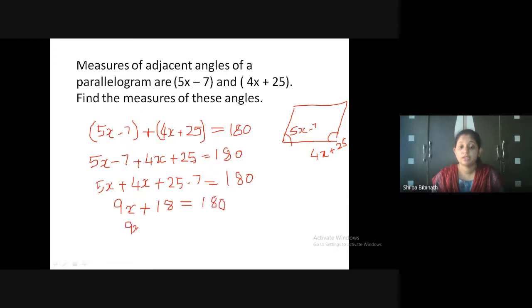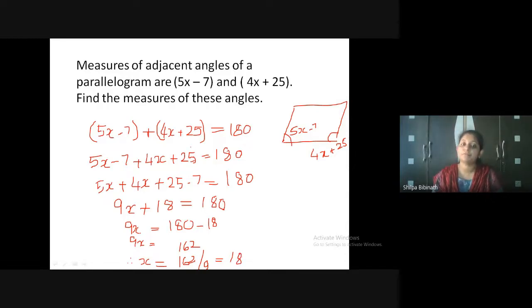9x is equal to 180 minus 18. So 9x is equal to 162. Therefore, x is equal to 162 divided by 9. So it will be 9 ones are 9, 9 eights are 72. So the value of x is 18.